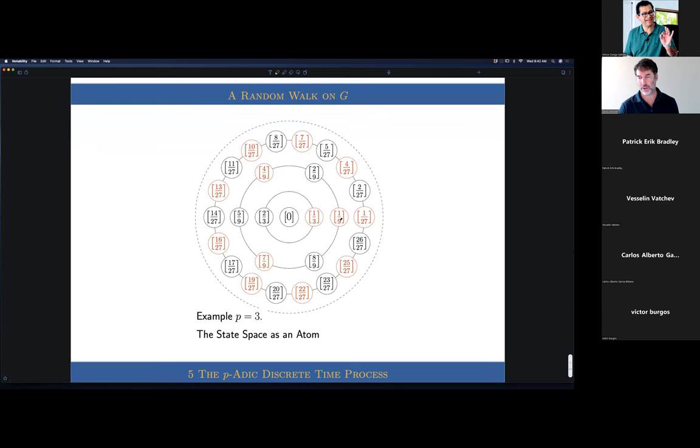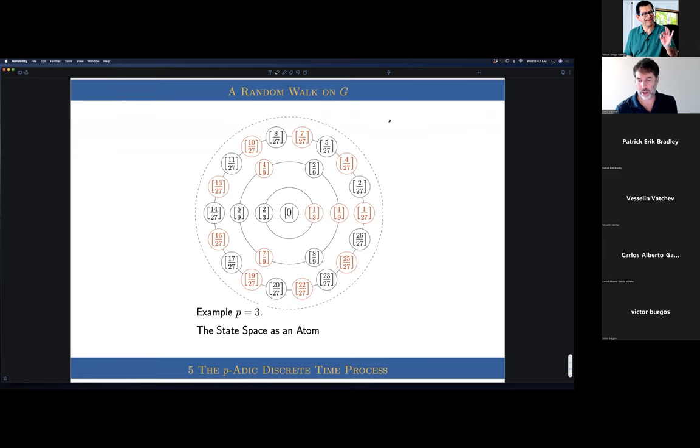So this is your state space for a random walk on G. So this is Q3. And so you start here and you jump out. The point is, we don't know the probabilities yet. I'll introduce that in a second. But the idea is that I view Q3 mod, say in this case, Z3 as like an atom. Or the nucleus is the ring of integers.